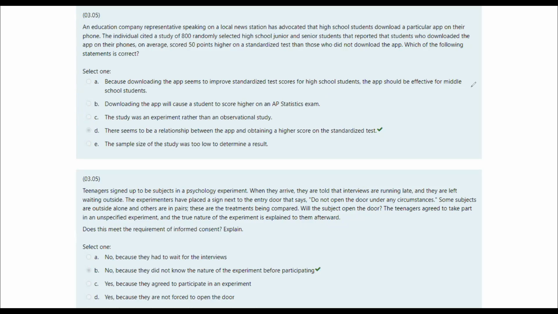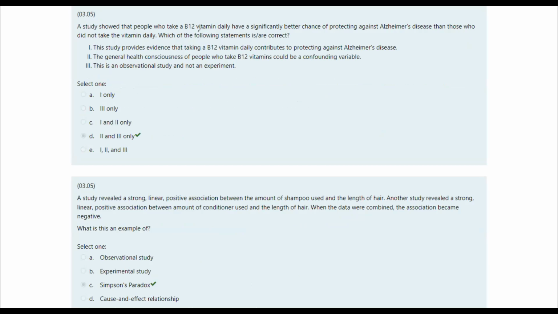Okay, so here's the ones that we all love, the Roman numeral ones, those freaking ones. A study showed that people that take B12 vitamin daily have a significantly better chance of protecting against Alzheimer's disease than those who do not. What is correct? Whenever you have this, you just have to check each statement, because all the answer choices are going to have all the combinations. Don't look at the answer choices. Just check statement 1, or statement 2, whatever it might be.